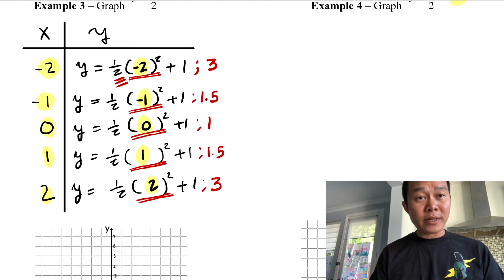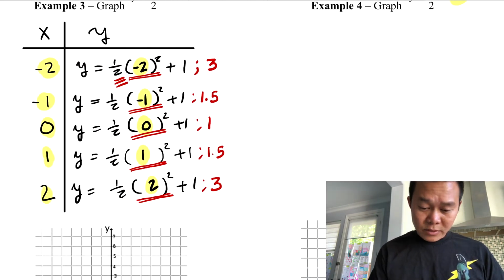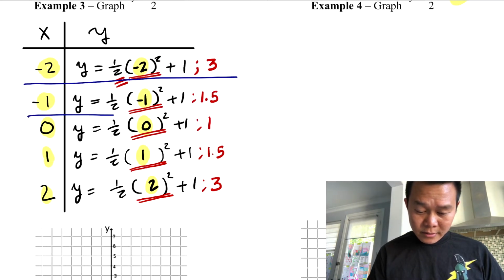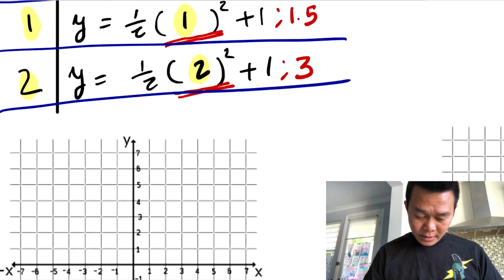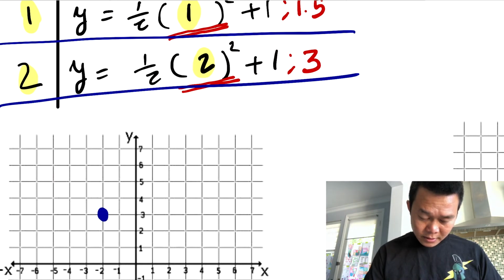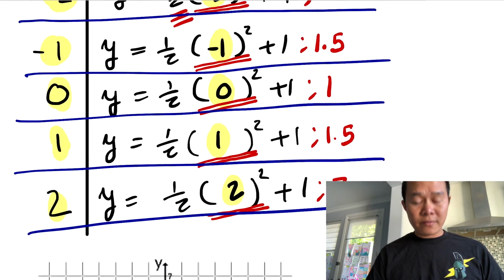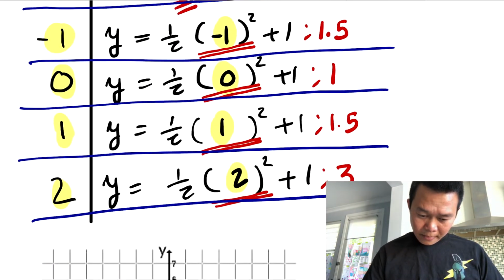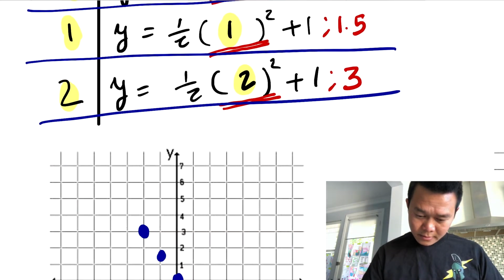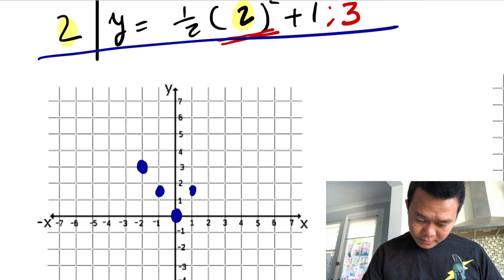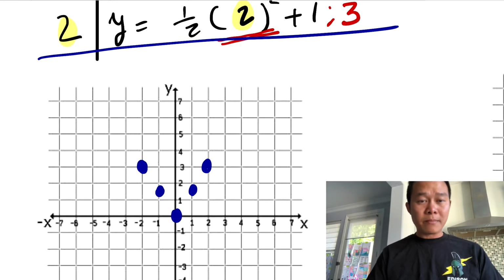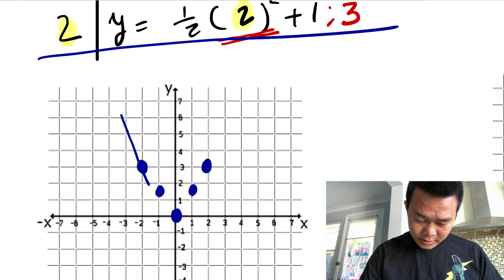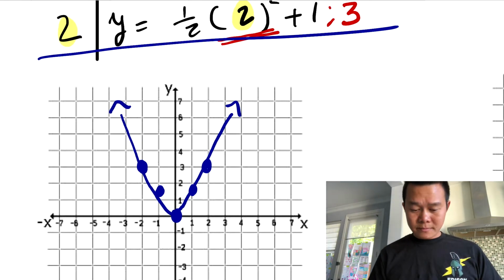So now we have our points, right? We're going to go ahead and plot those points. So just be careful. Negative 2, positive 3. Negative 1, 1.5. 0, 0. 1 and 1.5. 2 and 3. All right. Again, it kind of creates that V shape. So go ahead and connect all the dots. And that's the graph of our parabola for that particular problem. Okay.